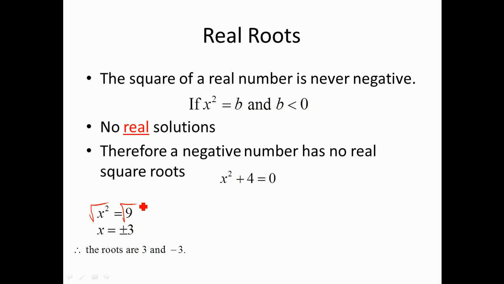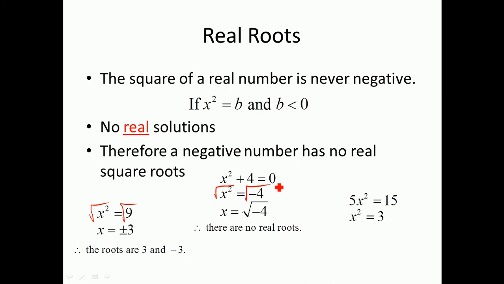If I go with x squared plus 4 equals 0, solving for x, I'm going to move 4 to the other side and then take the square root of both sides. If I do that, I'll get x on one side, but the square root of negative 4 on the other. So that means there are no real roots to this equation. One more: if you have 5x squared equals 15, divide both sides by 5, and you'll get x squared equals 3. Take the square root of both sides, and you get x equals plus or minus the square root of 3. So the roots of this equation are the square root of 3 and negative square root of 3.